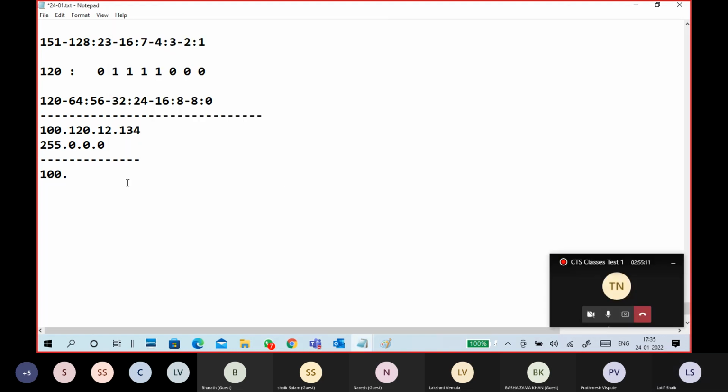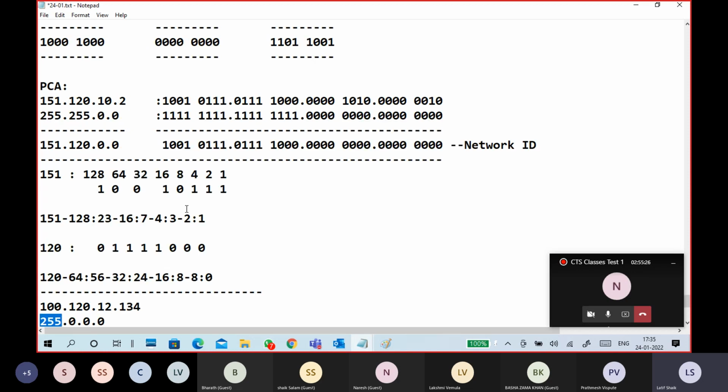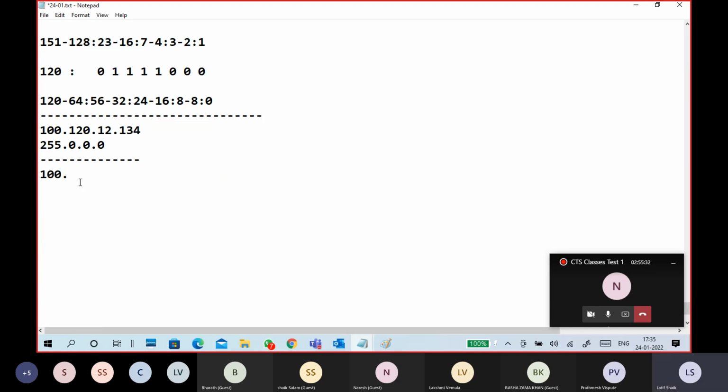See, 100 came directly. Why? Because what is 100 in binary? But this side is 255. 255 means all are ones. If all are ones, whatever the value is, the same is repeating. So that's why I have written 100 directly.